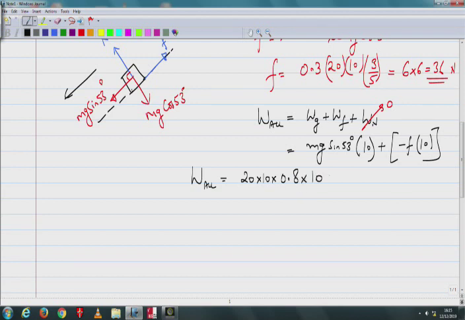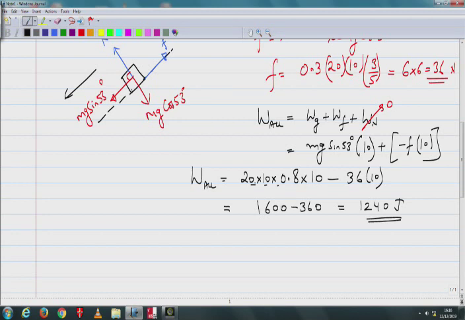0.8 into 10 minus friction is 36 into 10. So solve it. This is equals to 200 into 0.8, it is equals to 160. 160 into 10, 1600. 1600 minus 360, how much? This is equals to 1240. Okay, 1240 joules.